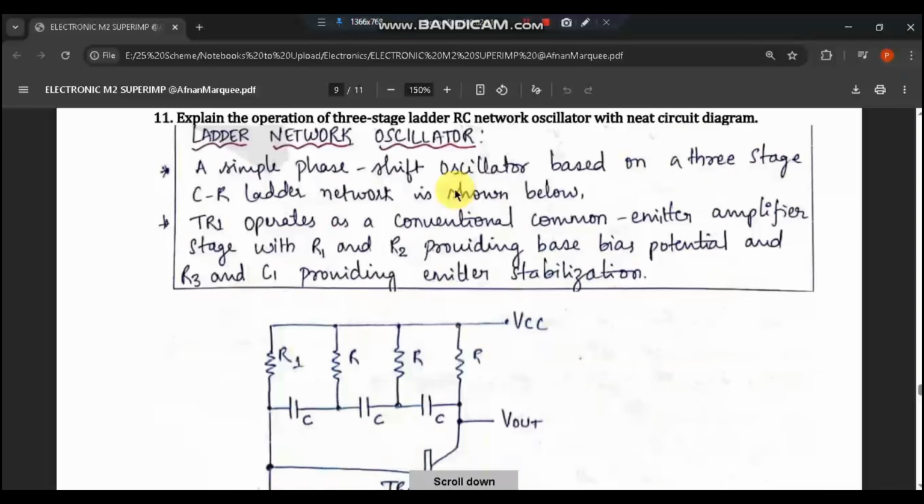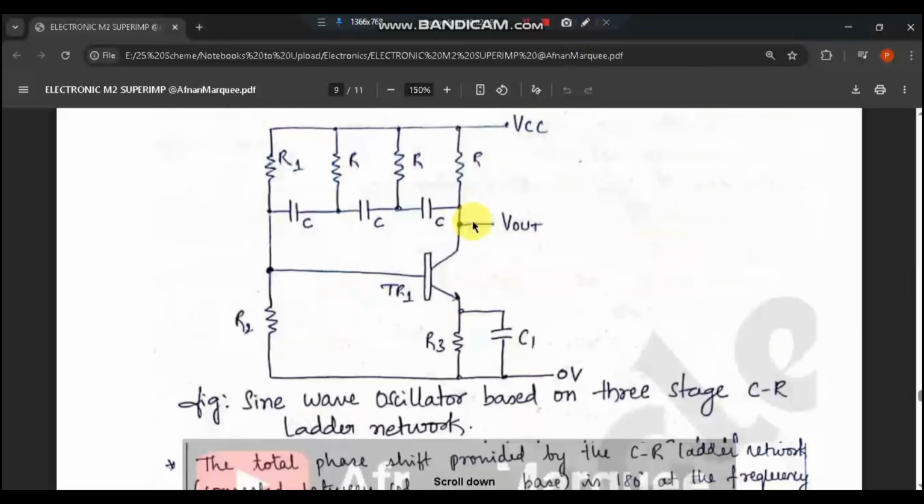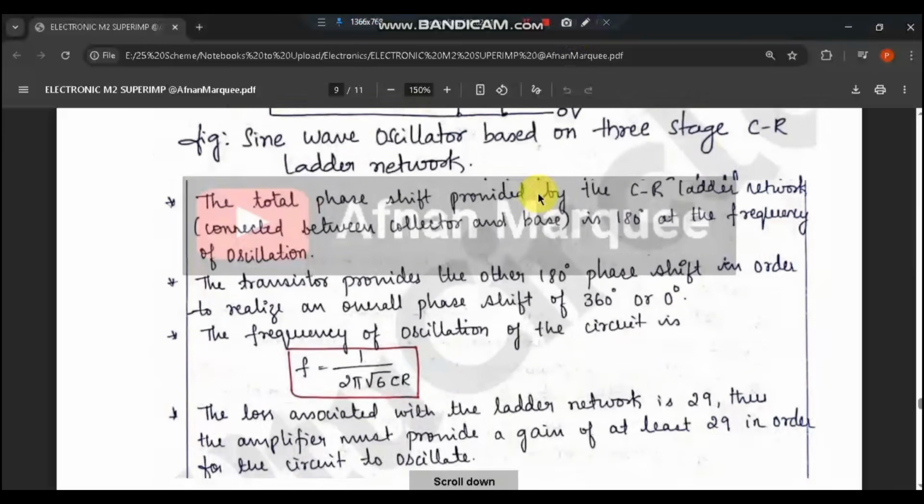Explain the operation of a three-stage ladder RC network oscillator with a neat diagram. A simple phase shift oscillator based on a three-stage CR ladder network is shown below. It operates on a conventional common emitter amplifier stage with R1 and R2 providing the base bias potential and RE and C1 providing the emitter stabilization. So this is the diagram which you need to make. And the total phase shift provided by the RC ladder we have to calculate. The frequency of oscillation of the circuit is 1 by 2 pi root 6 CR.